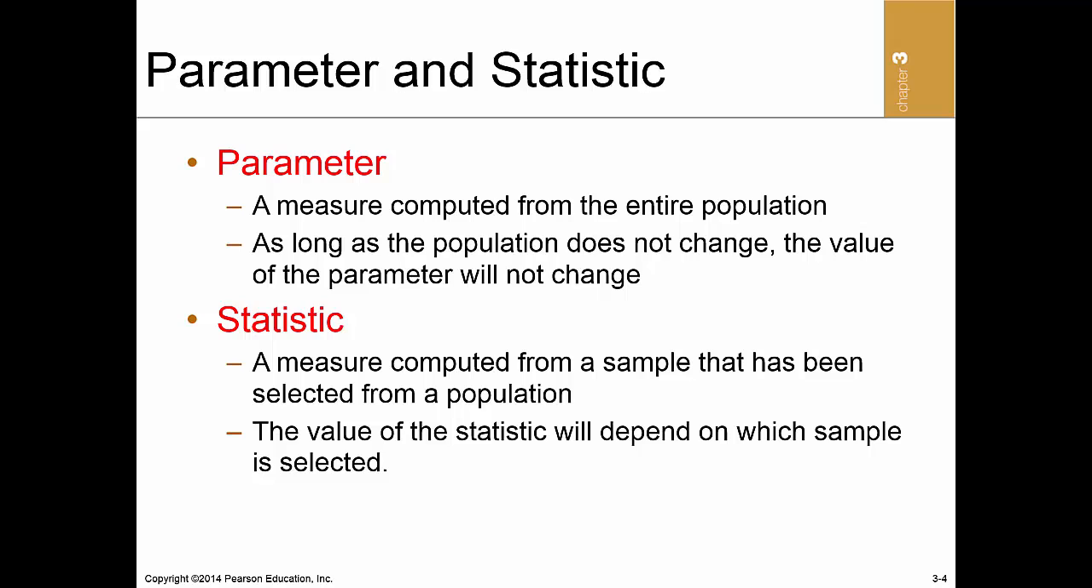of data. Depending on whether we are working with a population or sample, a numerical measure is known as either a parameter or a statistic. Simply remember that parameters are computed from the entire population, whereas a statistic is a measure computed from a sample that has been selected from a population.